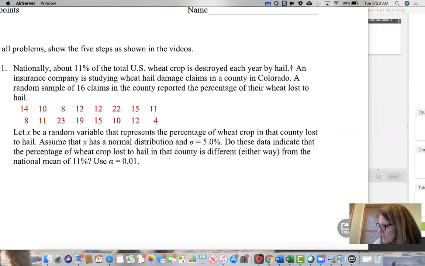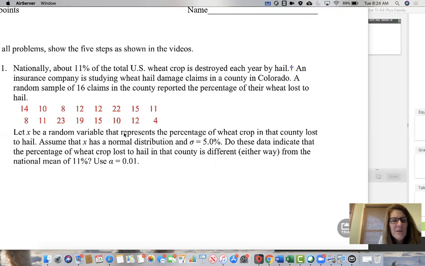Nationally, about 11% of the total U.S. wheat crop is destroyed each year by hail. An insurance company is studying wheat hail damage claims in a county in Colorado. A random sample of 16 claims in the county reported the percentage of the wheat loss to hail. Now, here's what you want to notice: the data is not in decimals. This is 14%, 10%, so they did not change it to decimals.